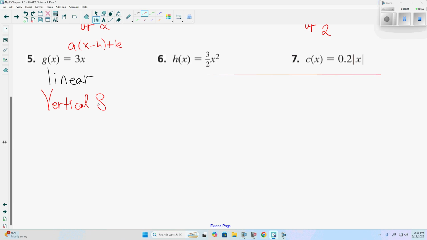Is 3 bigger than 1 or between 0 and 1? Bigger than 1. If it's bigger than 1, it's a vertical stretch of 3. That's it.